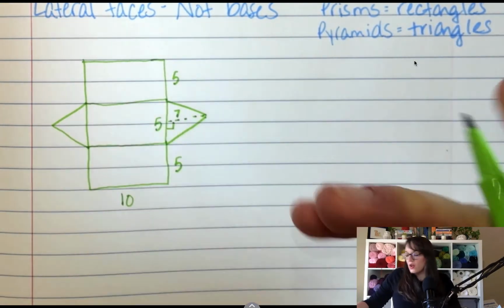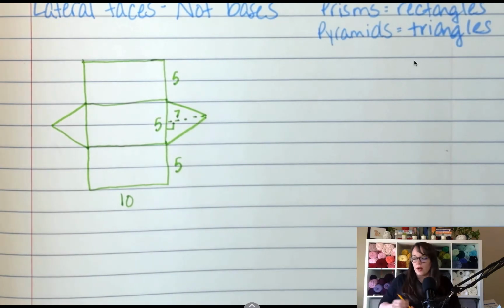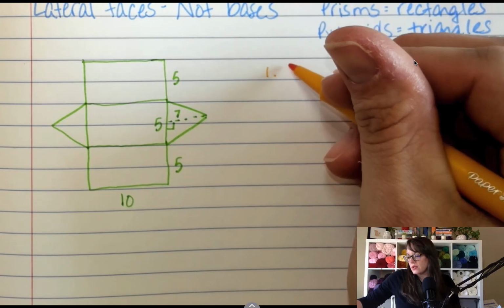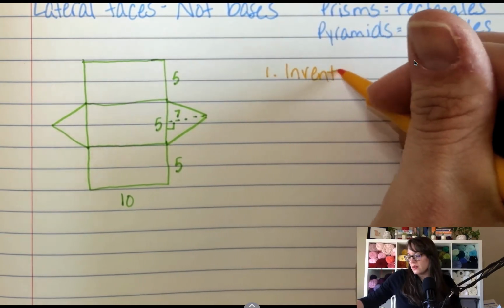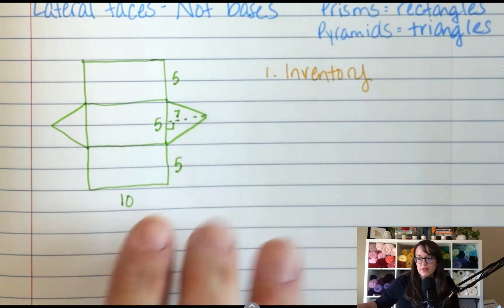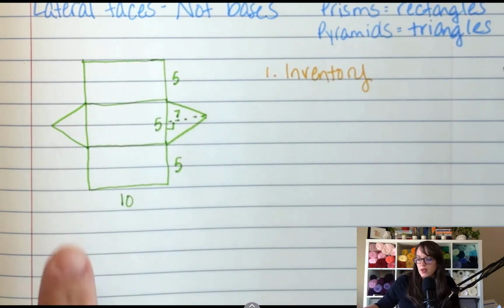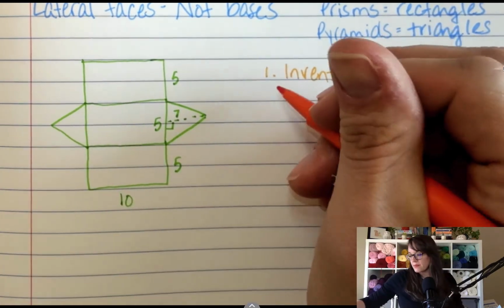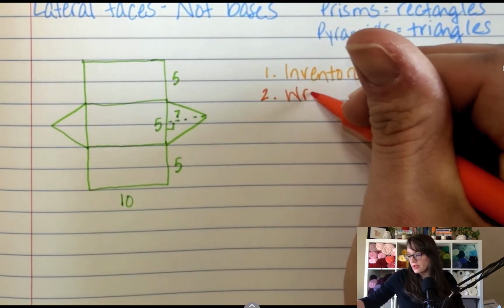Now, step one. Step one, take inventory. Take a second, look at your shape. What shapes do you see? How many shapes do you see of each kind? All right, so once we've done that, we have 3 rectangles. We have 2 triangles. So after I've taken inventory, I need to write my formulas down. Step 2, write your formulas down.